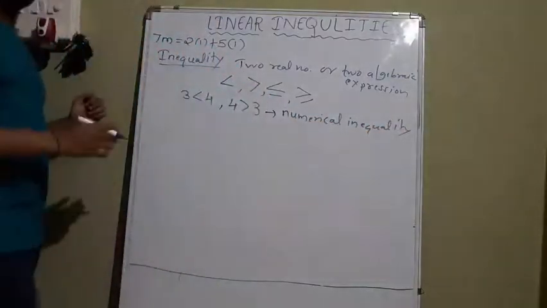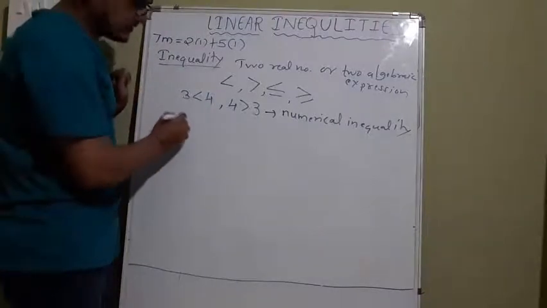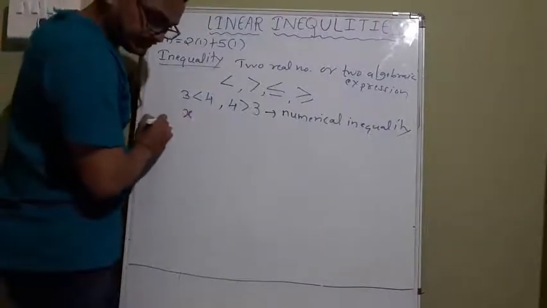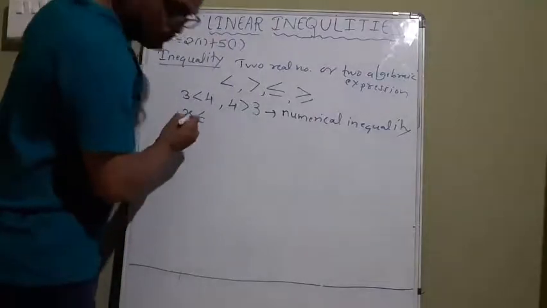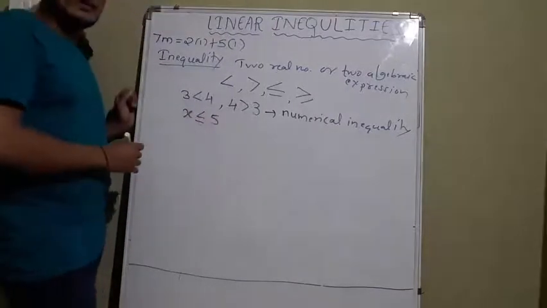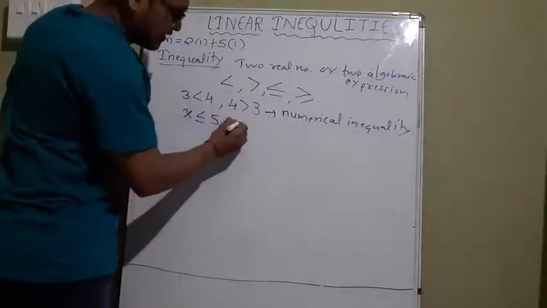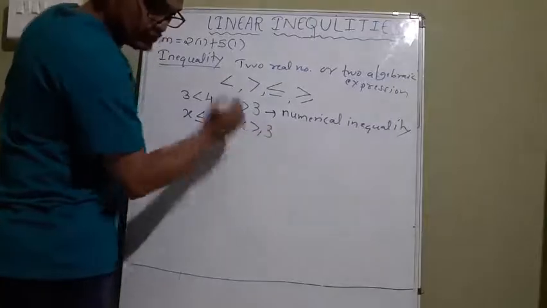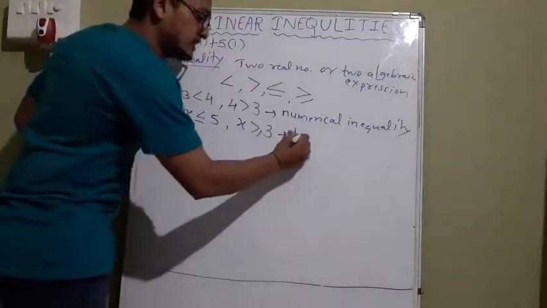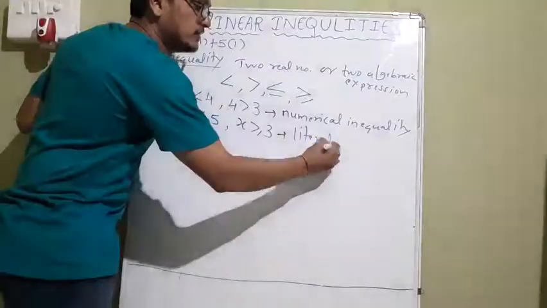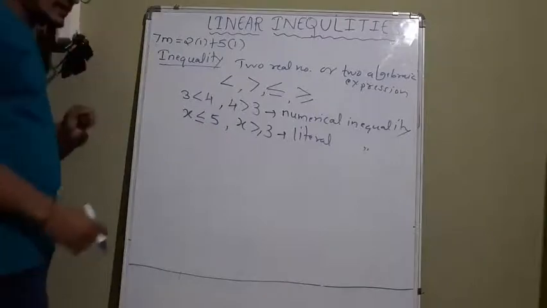There are some different types of inequalities. I will take the next one, that is x is less than or equal to 5. Or I may take x is greater than or equal to 3. These are called literal inequalities.